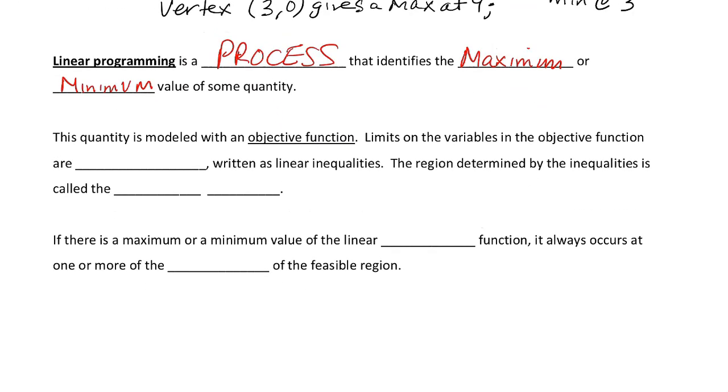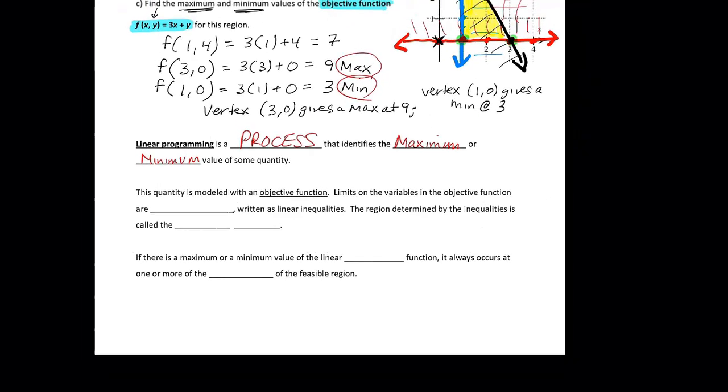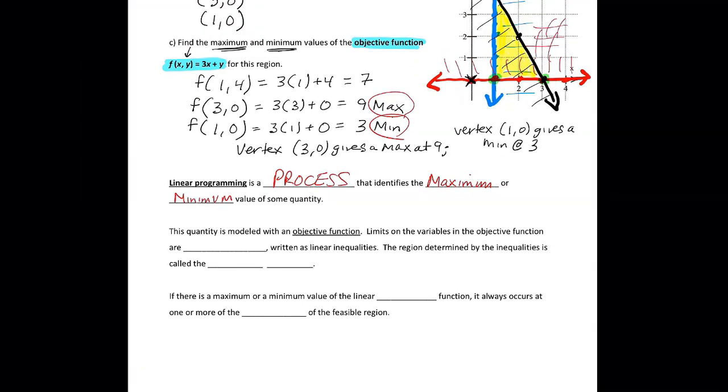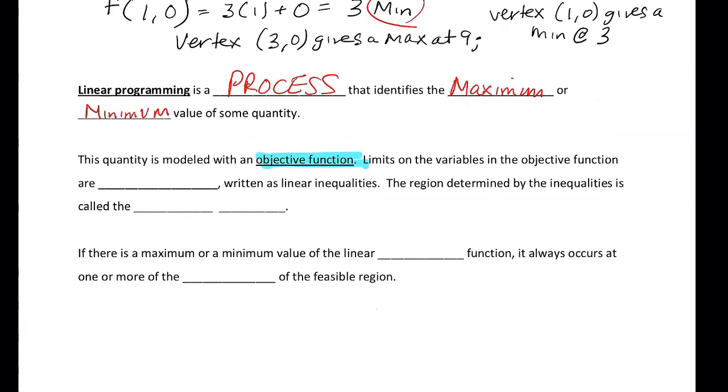This quantity is modeled by the objective function. The objective function was highlighted in blue above. Limits on the variables in the objective function are the constraints. The constraints were the system of inequalities that we started with in part A. And the region determined by the inequalities is called the feasible region.